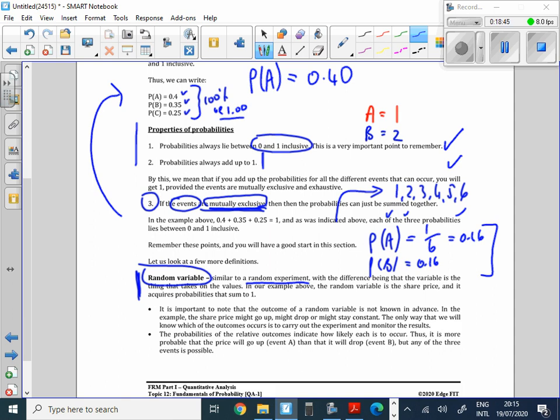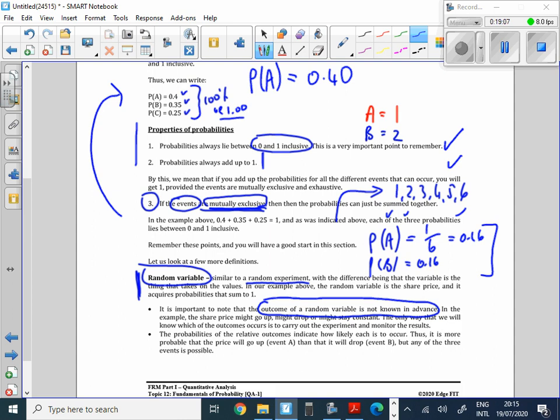Okay, and it acquires probabilities that sum all the way up to 1. We're going to see much more about random variables as we go forward. Very important, of course, guys, the outcome of the random variable is not known in advance. And why is it not known in advance?